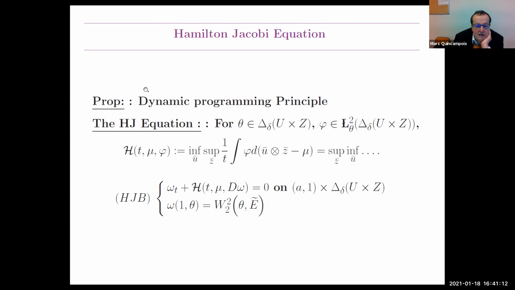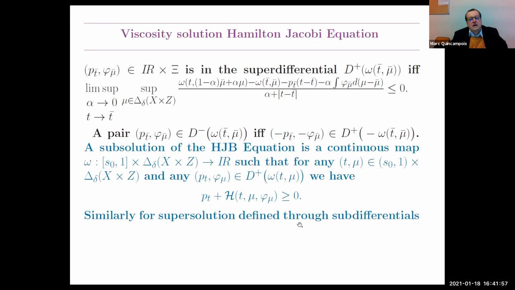So first there is a dynamic programming principle, and it's possible to state a Hamilton-Jacobi equation by passing to the limit. Just to have an idea, when you have a measure theta and a map phi in L2 of theta, you can define this Hamiltonian, a sup of this quantity, which is linear. So it is a sup inf. And the Hamilton-Jacobi equation is like this, where omega, the solution of the Hamilton-Jacobi equation, is a function of t and of the measure theta. And we can define a viscosity solution of the Hamilton-Jacobi equation.